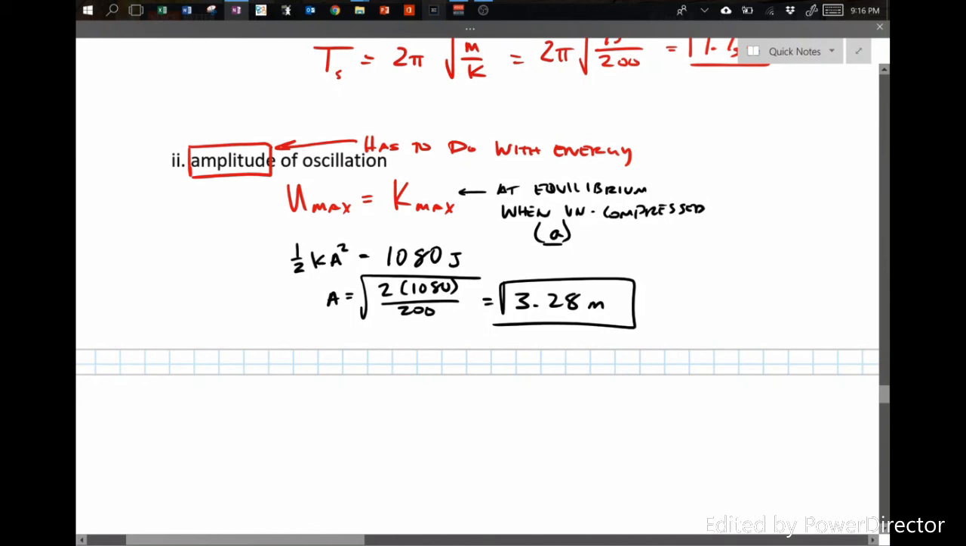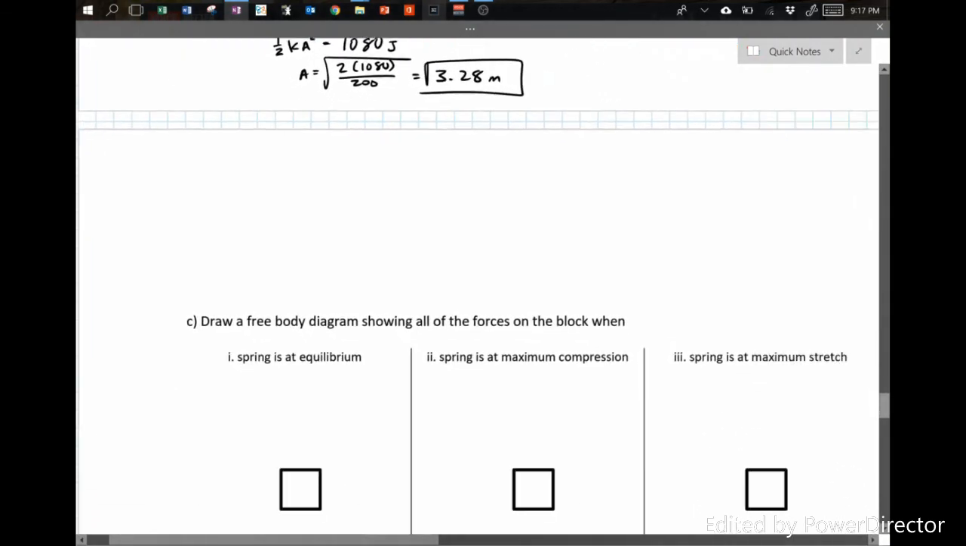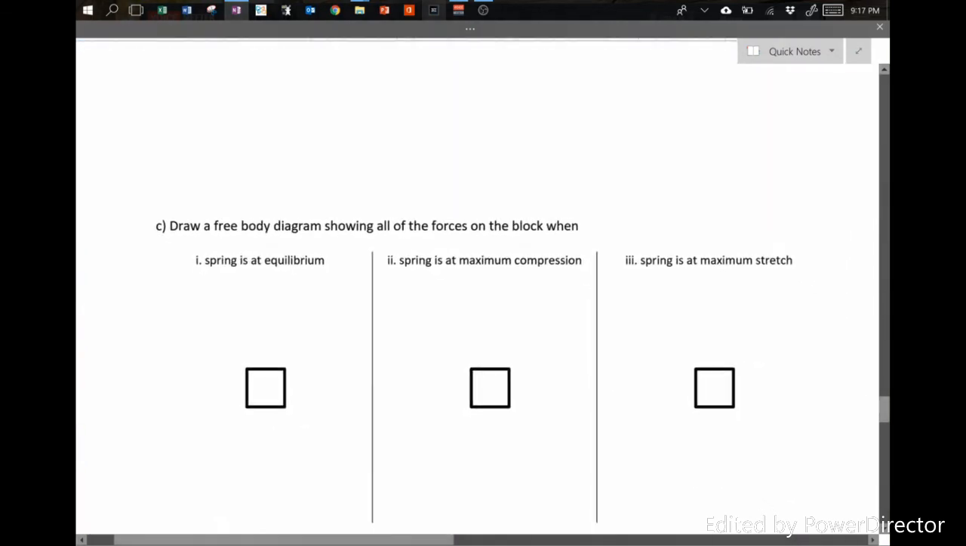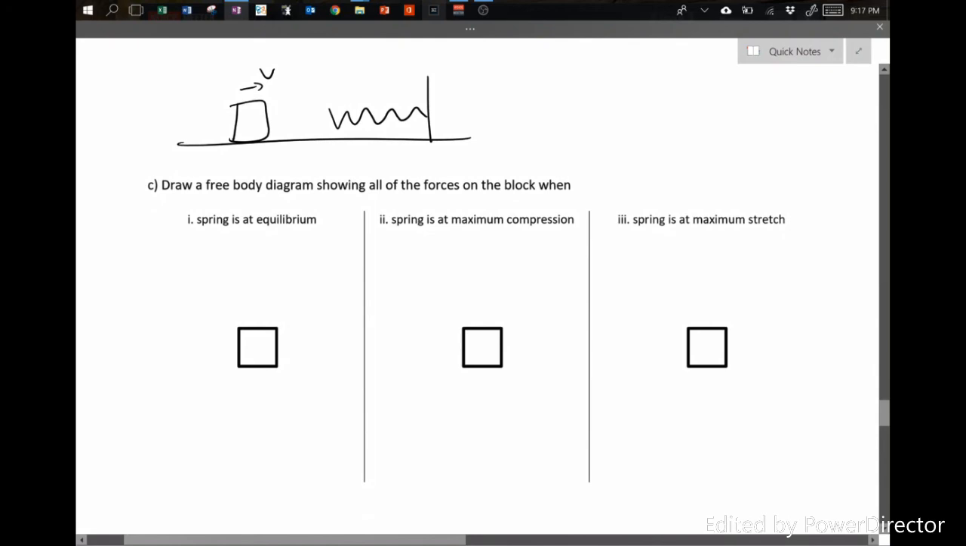I have a period, I have a maximum amplitude. I want a free body diagram for this mass on a spring. This is what we had, right? My mass was moving towards this thing, and it hits the spring. So when we're at equilibrium, the spring is not compressed yet, so that means there is no spring force, and for whatever I draw, the net force had better be equal to 0. That's what's going on in equilibrium.